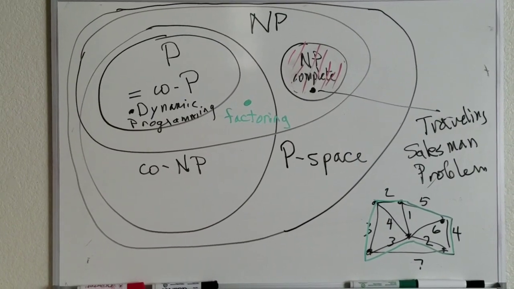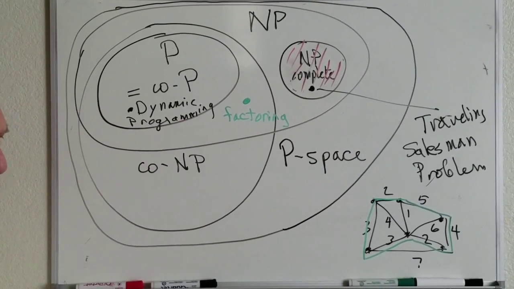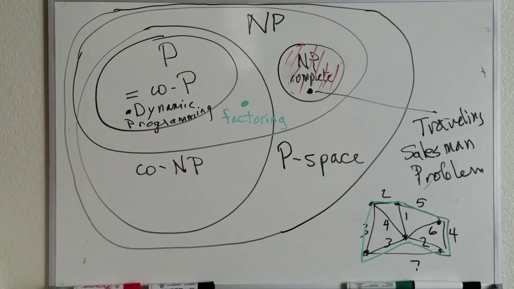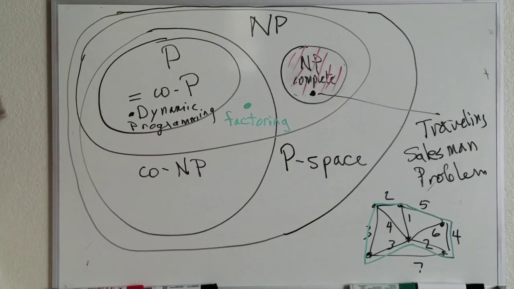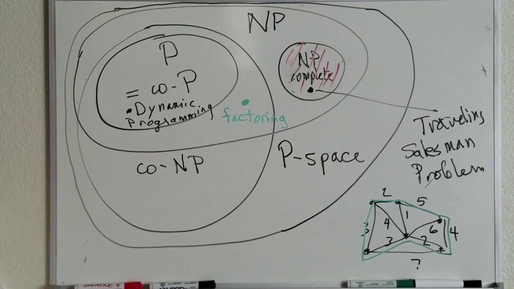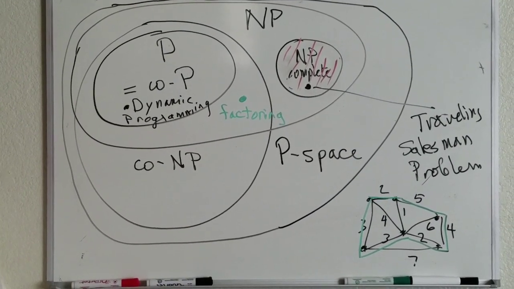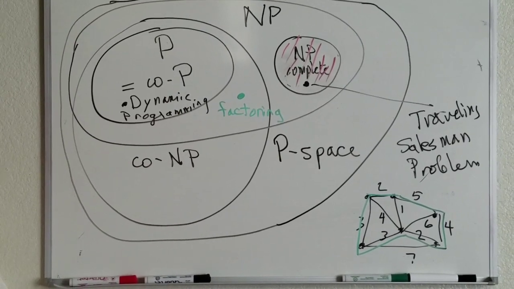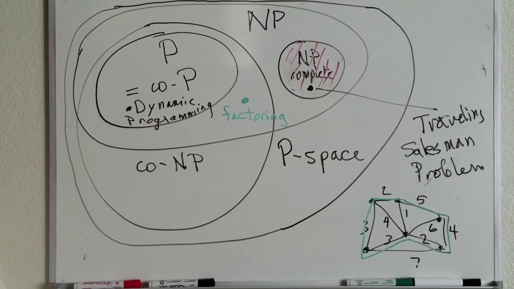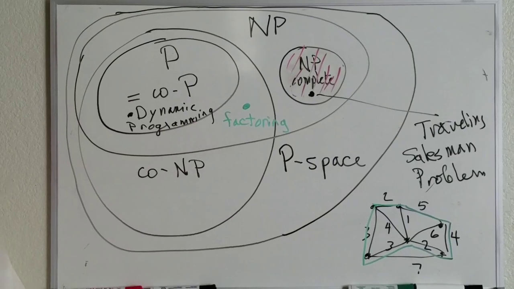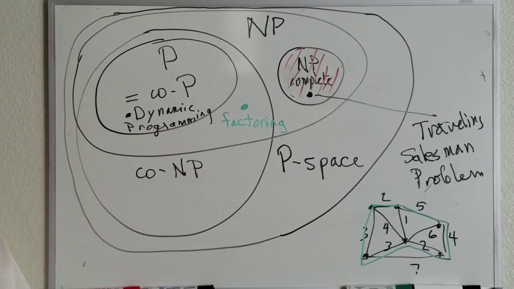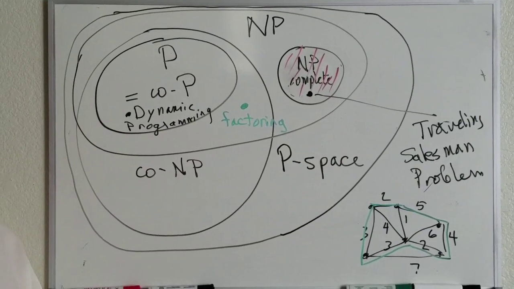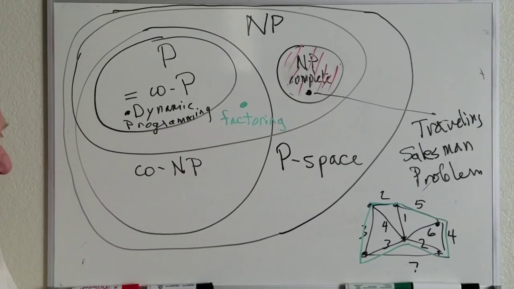Now, as I've told you before, problems are the same as languages. That is to say, decision problems are the same as languages. So if I ask, what's the sum of the following two numbers? That's not a decision problem. But I can say, if I give three numbers, x, y, and z, is it true that x plus y is less than z? And that is a decision problem.